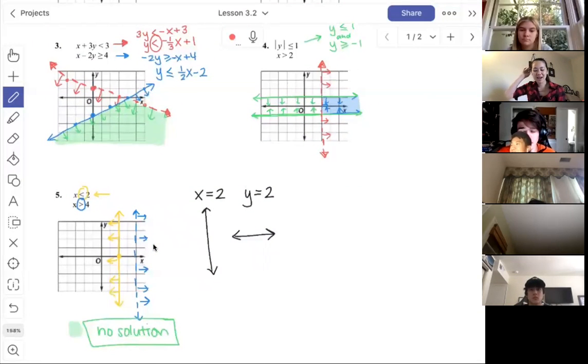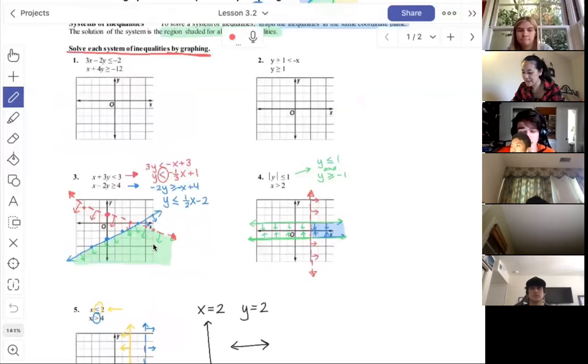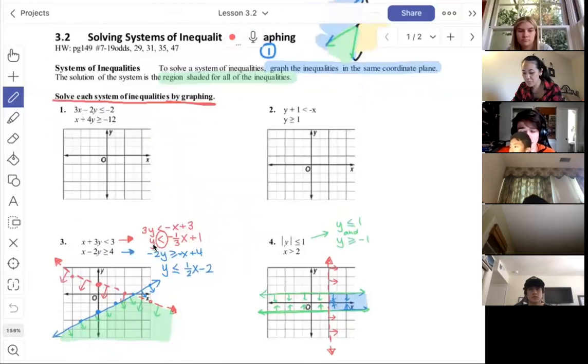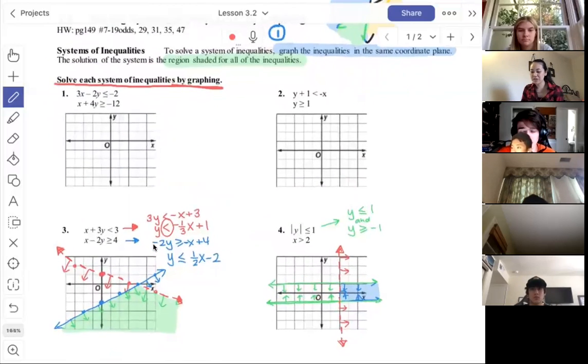Okay. All right, guys, let's see if number 1 is very, very similar to number 3. Okay. And number 2 is also similar, and it has just that horizontal line at y is greater than or equal to 1. So let me quickly check if I got all the work.